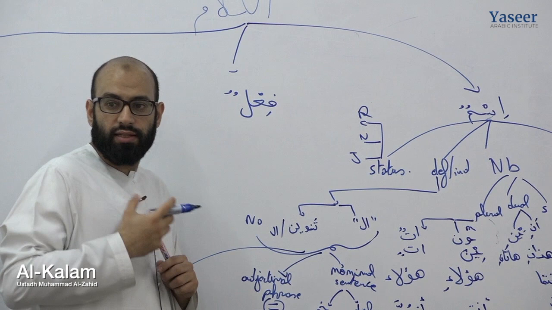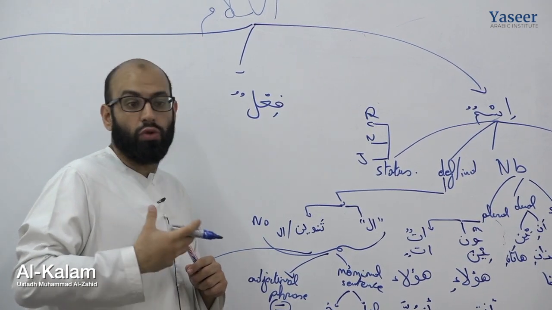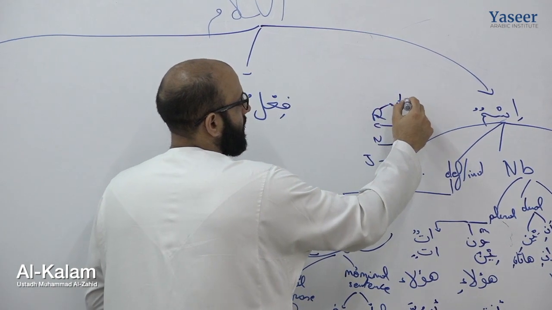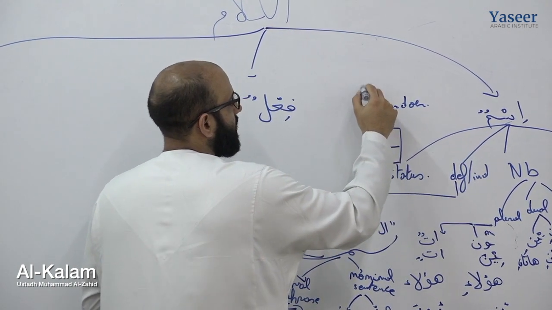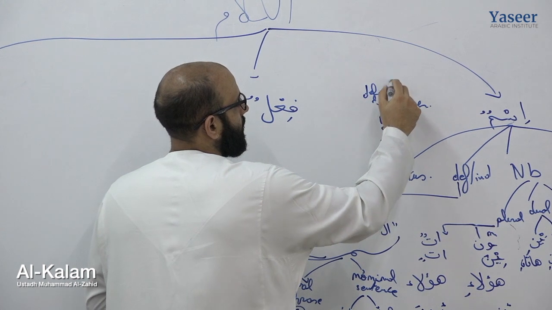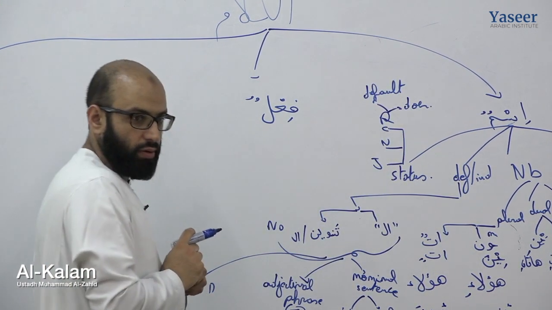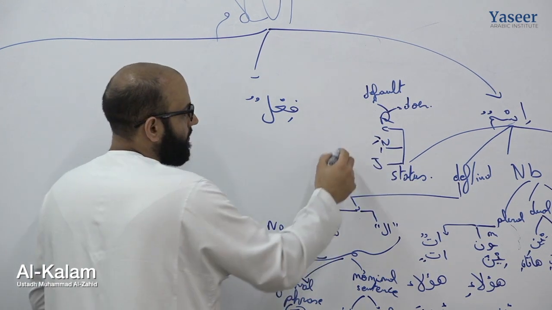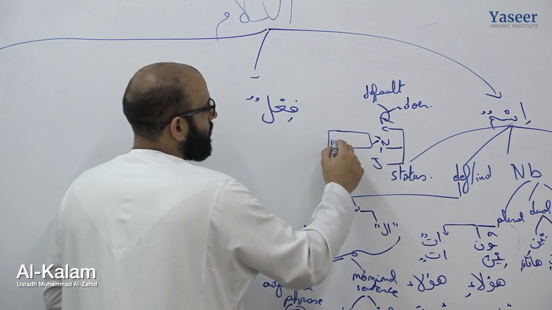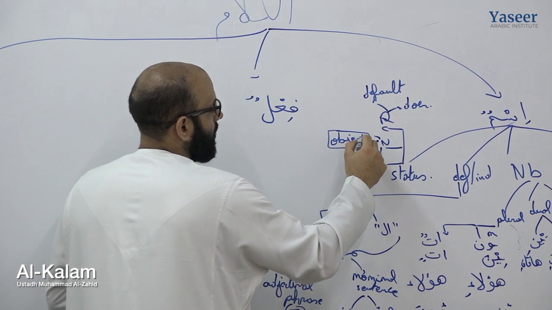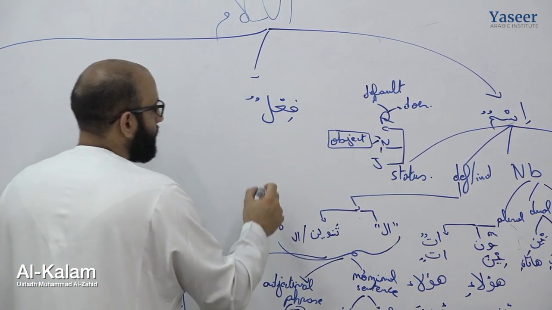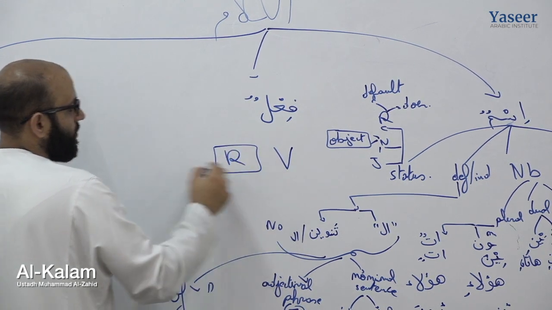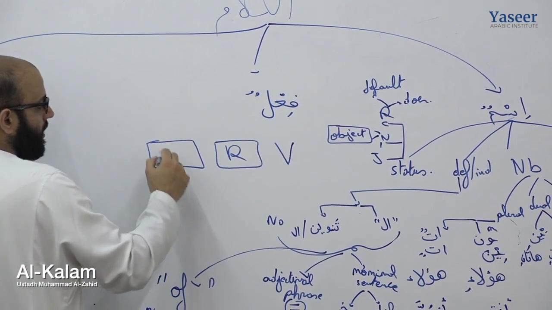And also we said this status will show the doer, who's doing the action. So we said one of these, it will show the doer. And we said this is the default in Arabic. And we said it has many reasons. One of them that we are studying now, it will show the object.